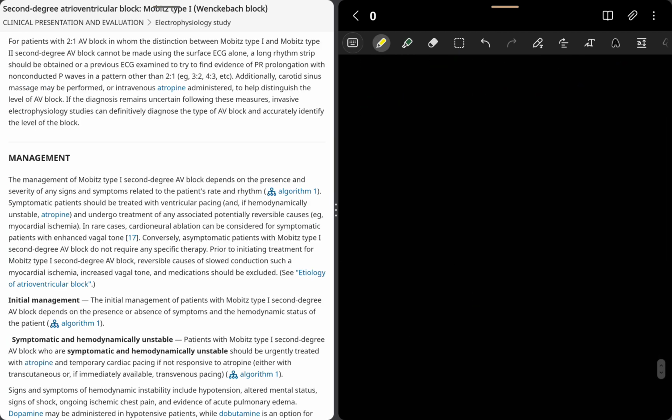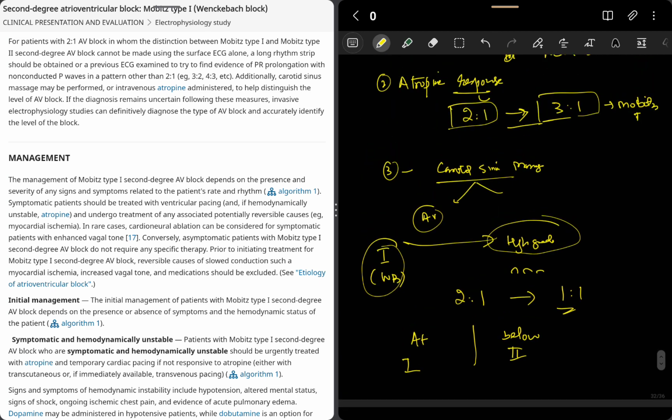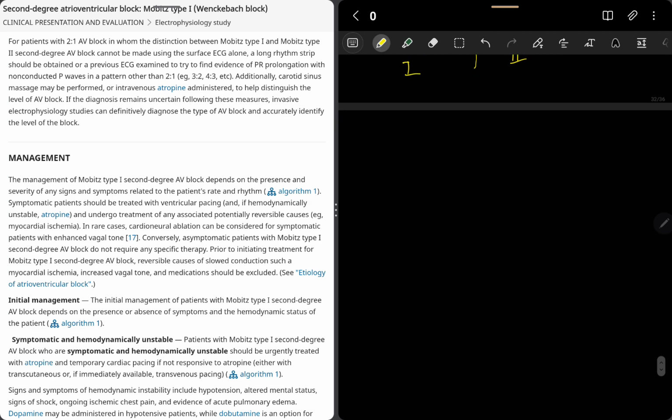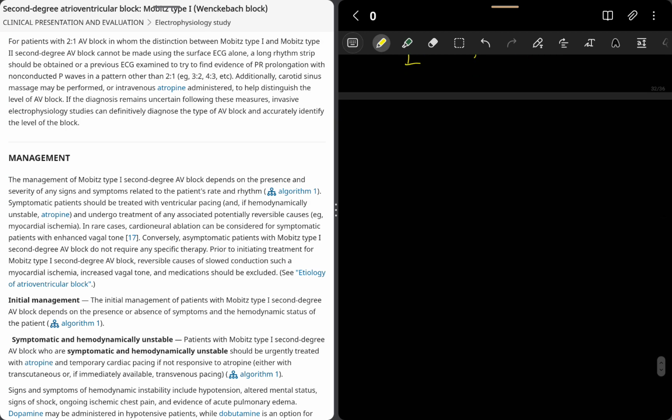So in a nutshell, it is difficult to differentiate between Wenckebach and Mobitz type 2 second degree AV block. You need atropine, carotid sinus massage, or you need another thing, that is PR interval greater than 300 milliseconds or QRS narrow. Although this is weak evidence, for atropine and carotid sinus massage you require a long rhythm strip to try to find out whether this is Mobitz type 1 or type 2.